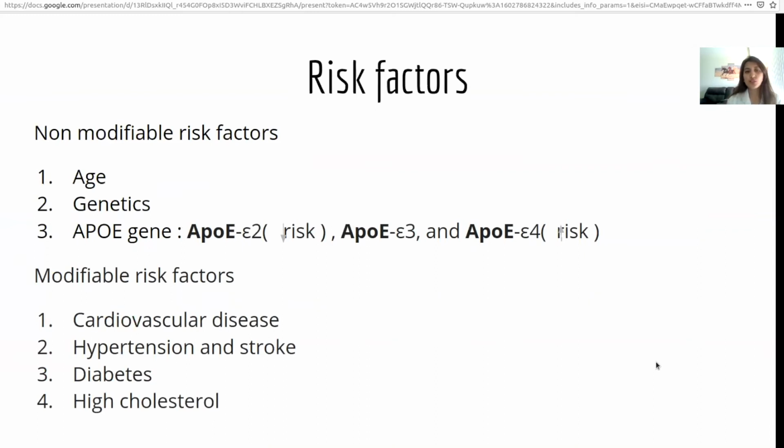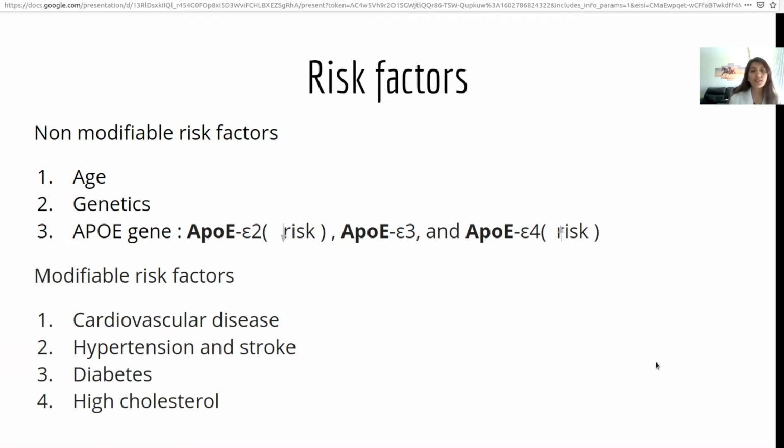I have tried to classify it on the basis of modification, if it's modifiable or non modifiable. So, the non modifiable risk factors are age, everybody ages, there's no treatment for aging, and genetics. We are born with certain kind of genes in our bodies, and we cannot do anything about those kind of genes. And APOE gene, APOE2 is associated with decreased risk, and APOE4 is associated with increased risk.